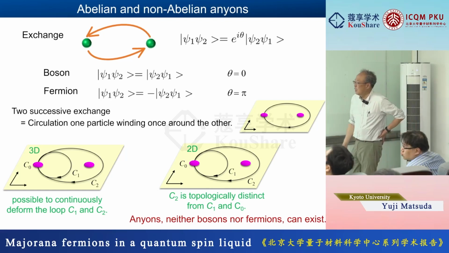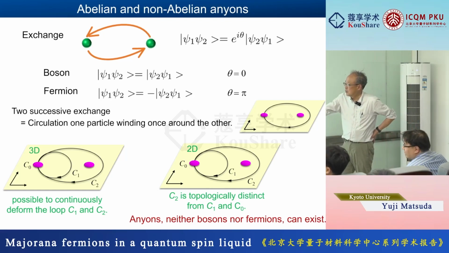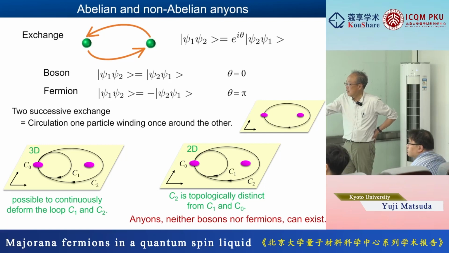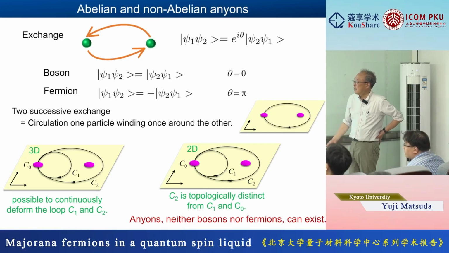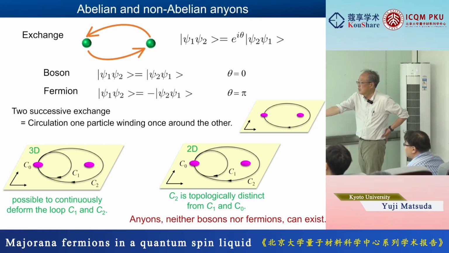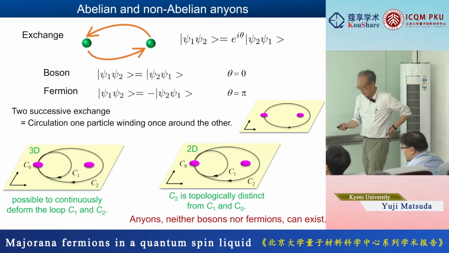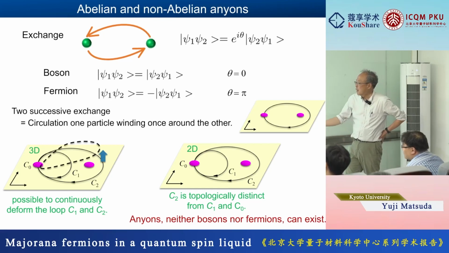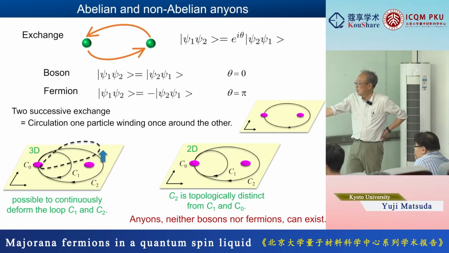So in the case of 3D, let me consider three paths, C0, C1, and C2. For C0, we do not move the particle. For C1, the particle moves like this, and for C2 the particle moves like this. All these C0, C1, and C2 are identical, because by lifting this path, it is possible to continuously deform the loop C1 into C2. This is why in 3D, all paths are identical.